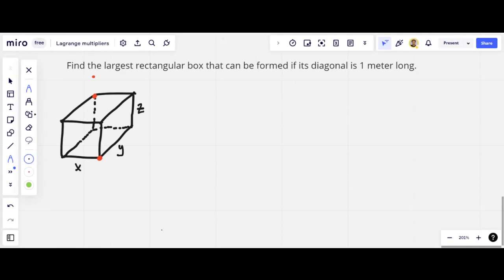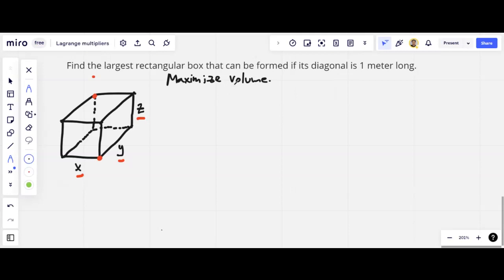So the question before us is to find the largest rectangular box that can be formed if its diagonal is 1 meter long. And I've already drawn a rectangular box with the following dimensions, namely x meters wide, y meters long, and z meters high. And what we want to do basically is to maximize the volume of this rectangular box.